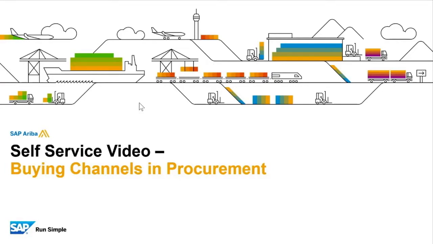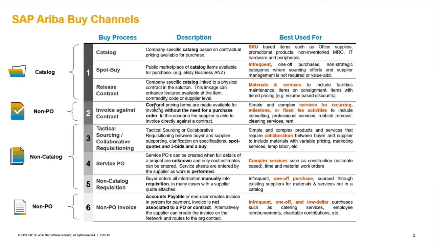This video is going to discuss the SAP Ariba buying channels that we use within procurement. The buying channels within procurement in Ariba are basically the spend categories broken into what we call buying channels, or think of them as buckets of spend. Ariba has identified 7 major buying channels.